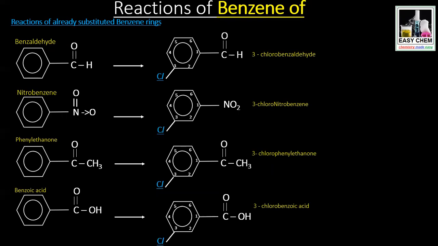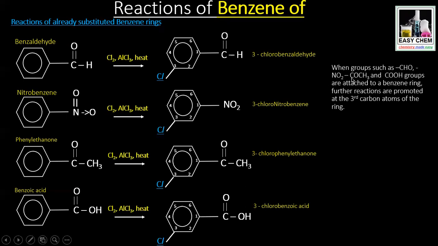Okay. Now, what's special about this? Why are these compounds going to promote reaction only at the third position? There can be reasons for that. When groups such as CHO, meaning the aldehyde group, NO2 group, COCH3, which is a ketone group, and a carboxylic acid group are attached to the benzene ring, then what happens? Further reactions are promoted at the third carbon atom of the ring.